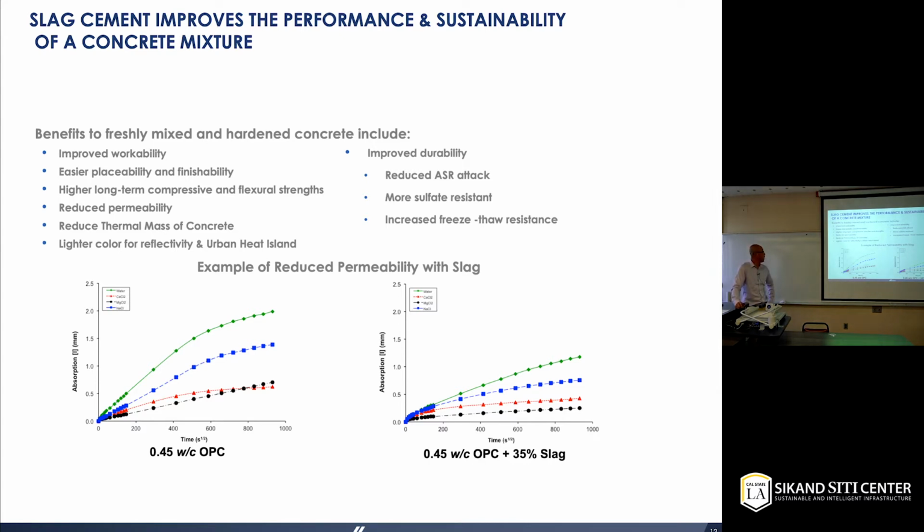When you add more than 60% slag in your concrete mix, it's going to significantly reduce the hydration heat. So when you pour a large amount of concrete, you can use a lot of slag in your cement to reduce the thermal stress. At the same time, as I mentioned in the previous slides, it's a white powder, so it's going to make your concrete lighter, reflect more light, and help with the urban heat island effect.